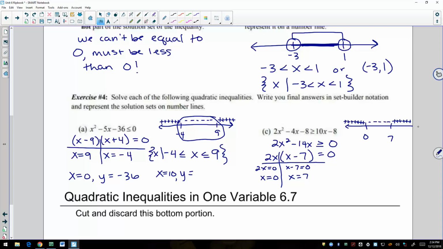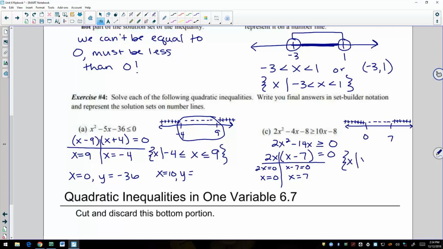Basically, remember these are arrows, they go on forever. It's going to be all of your numbers below and including 0. So all of your negatives and 0. And then it's going to be all the numbers including 7 and above. So in set builder notation, because it's not in between two numbers, you're going in two separate directions. You're going to have two separate inequalities.